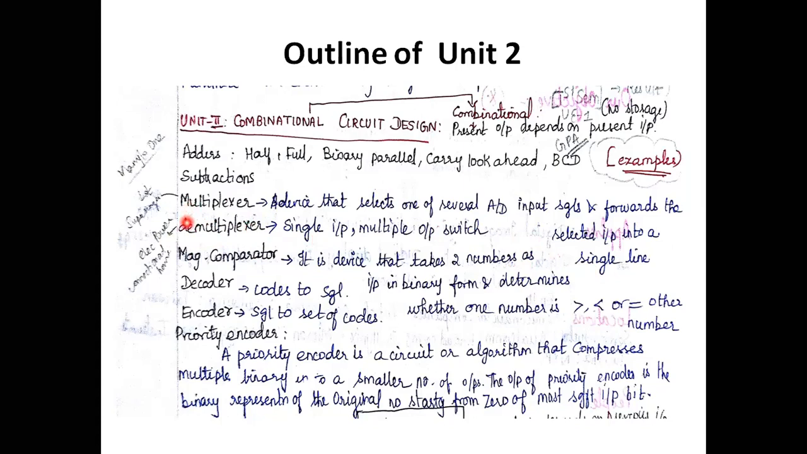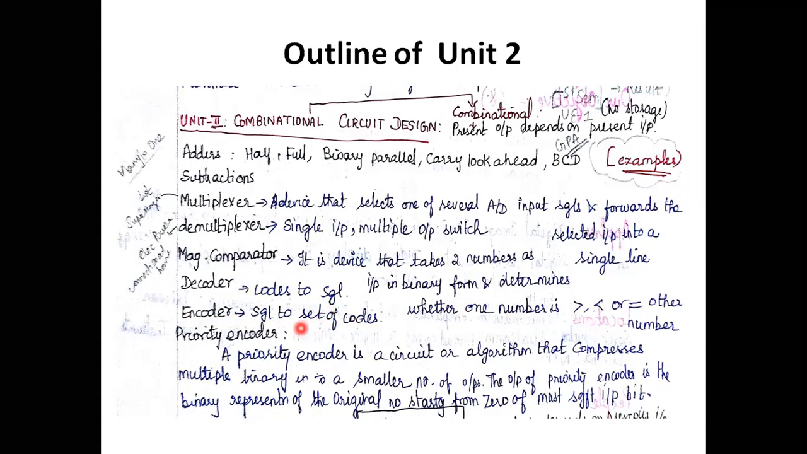Next to this, we will see the magnitude comparator. It is a device that takes two numbers in binary form as input and determines which one is less than, greater than, or equal to the other. Hence, you will get the result as whether A is less than B, A is greater than B, or A is equal to B. Then next to the comparator, we will discuss the encoder, which converts the signal into a set of codes. The corresponding reverse operation is called a decoder, which converts the codes into the respective signals.